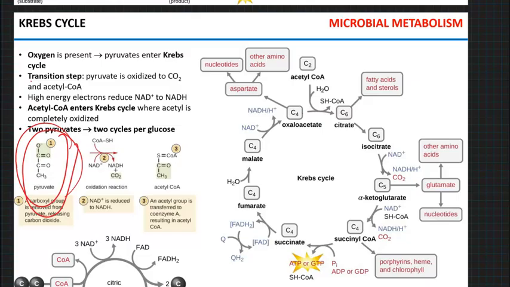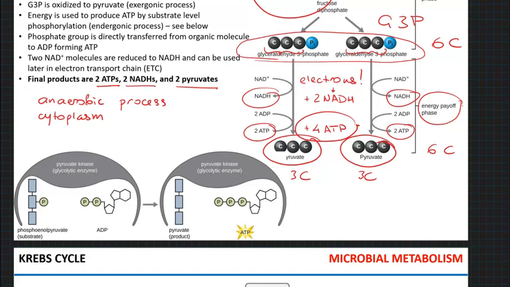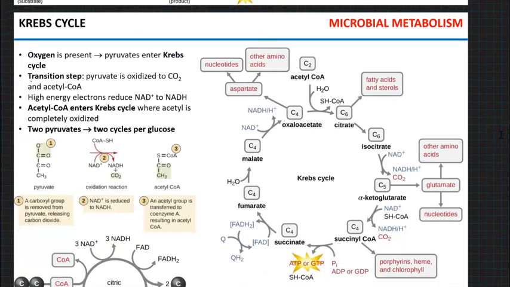Does that make sense? What I'm trying to convey, yes? Yes? So what we went through was for 1 pyruvate. Glucose catabolism during glycolysis gives you 2 of them. So you need to do 2 transition steps and 2 Krebs cycles. Okay?